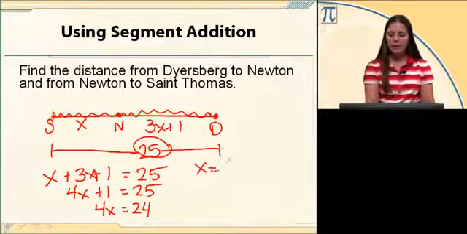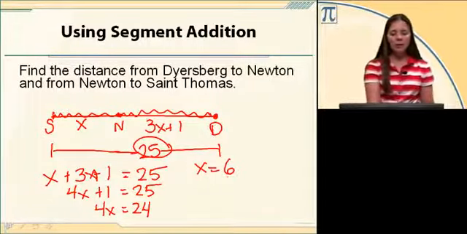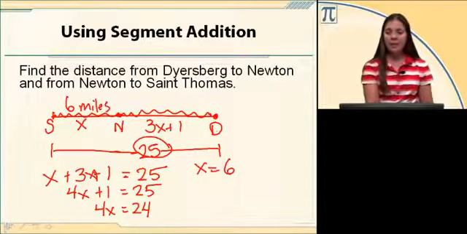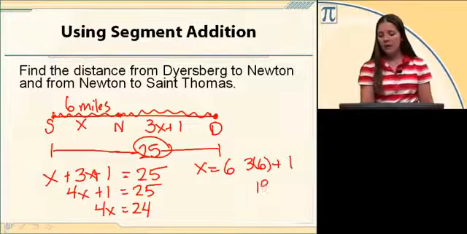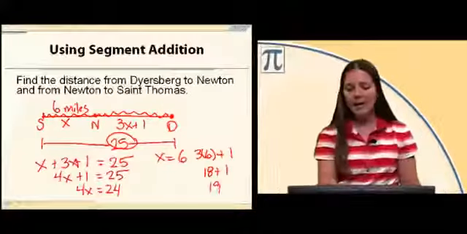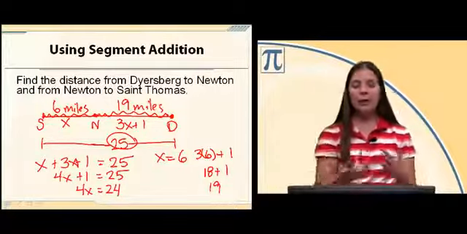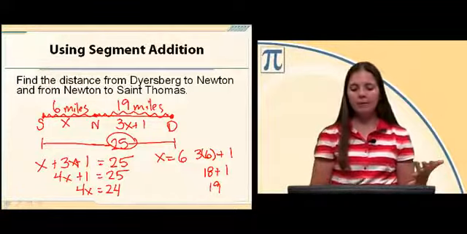So x equals 6. What that tells me is that from St. Thomas to Newton is 6 miles. And from Newton to Dyersburg is 3 times 6 plus 1. That's 18 plus 1, or 19 miles. I can do a quick check. I know the total distance should be 25. If we take 6 plus 19, we get 25.